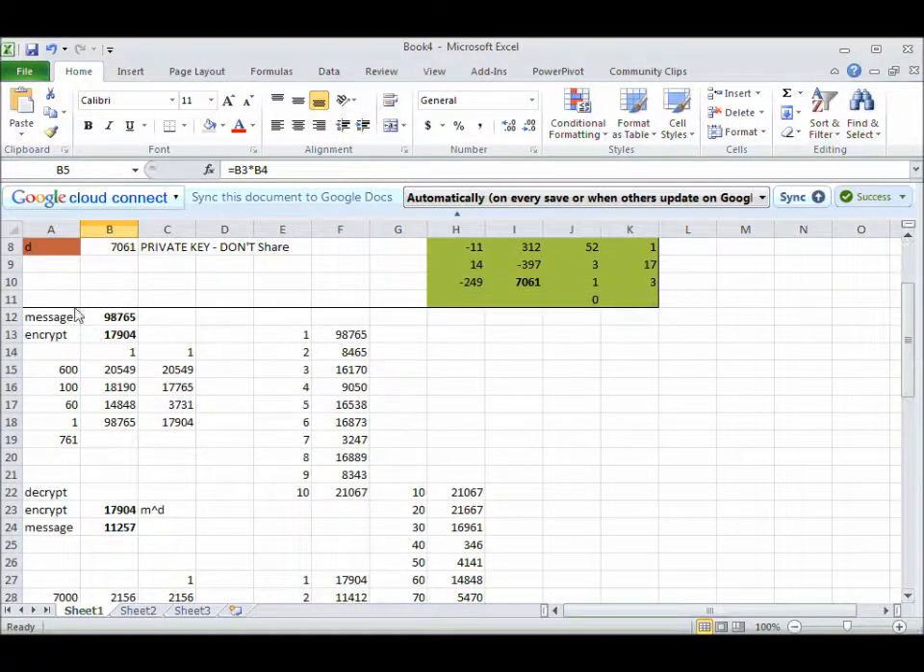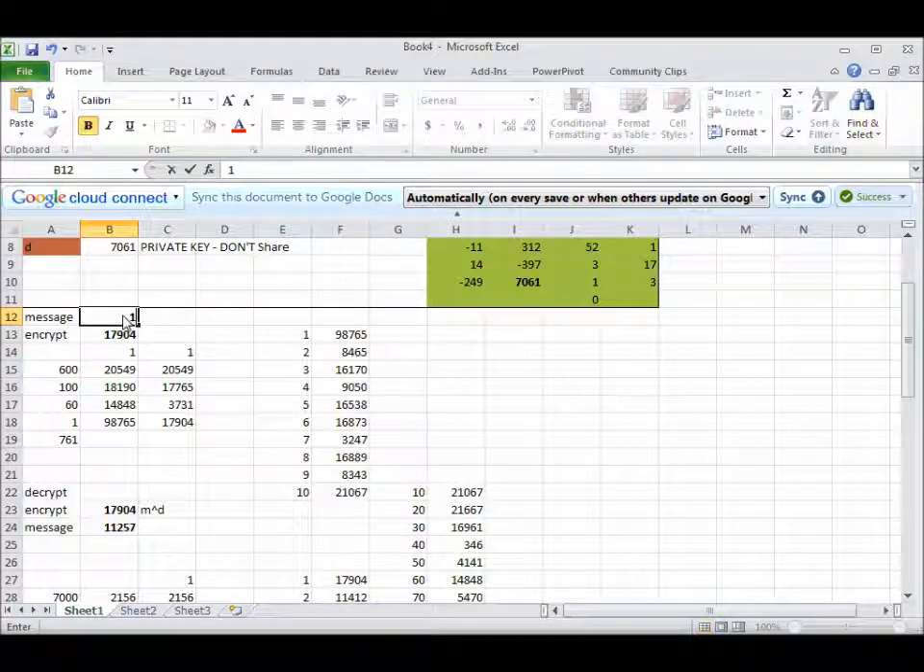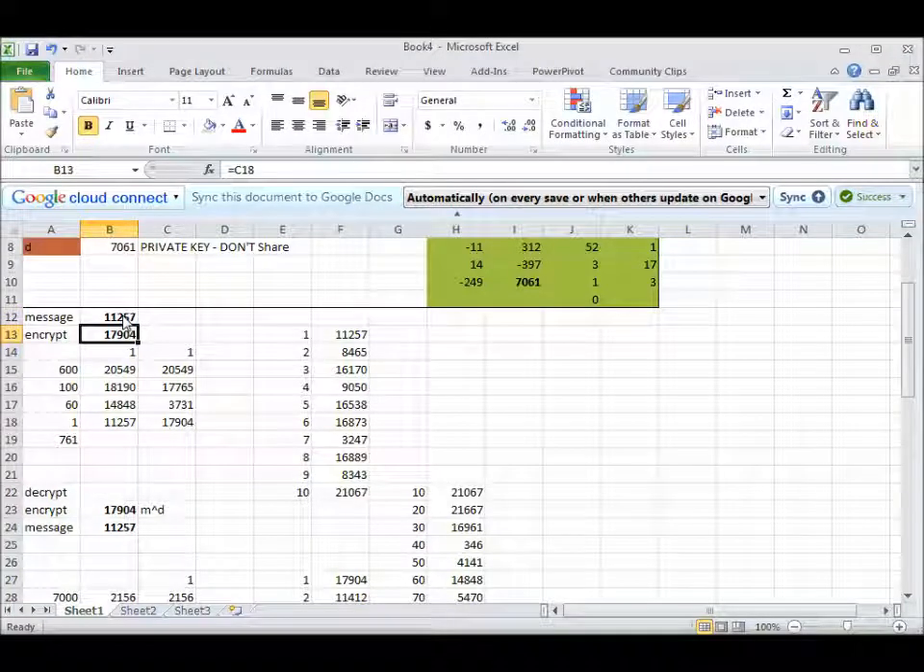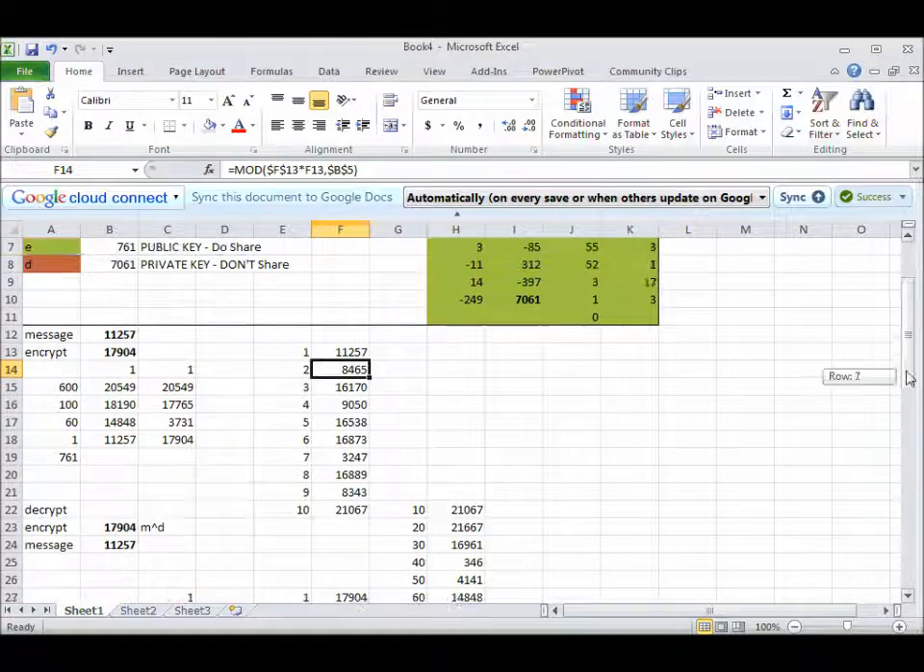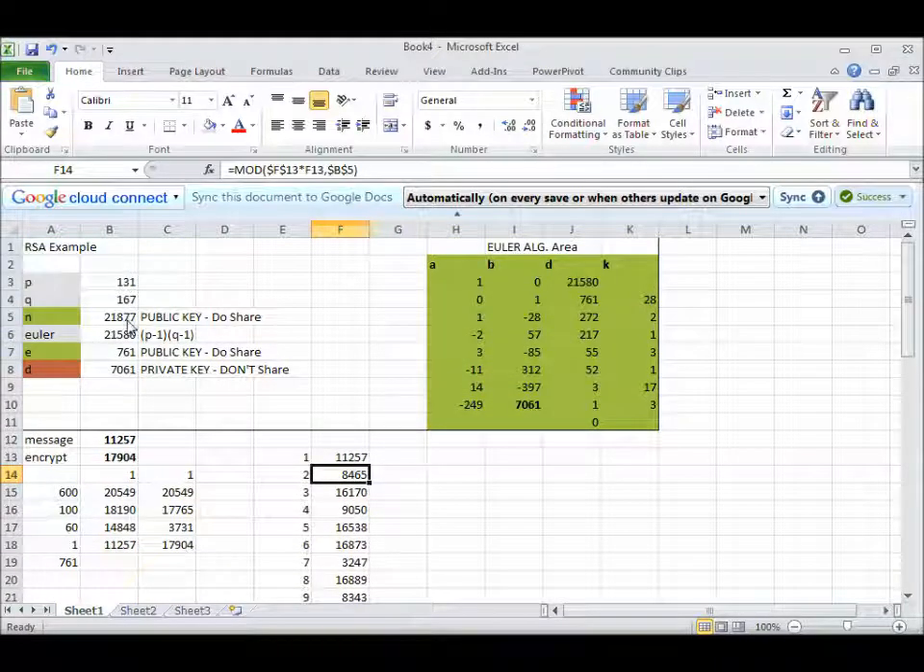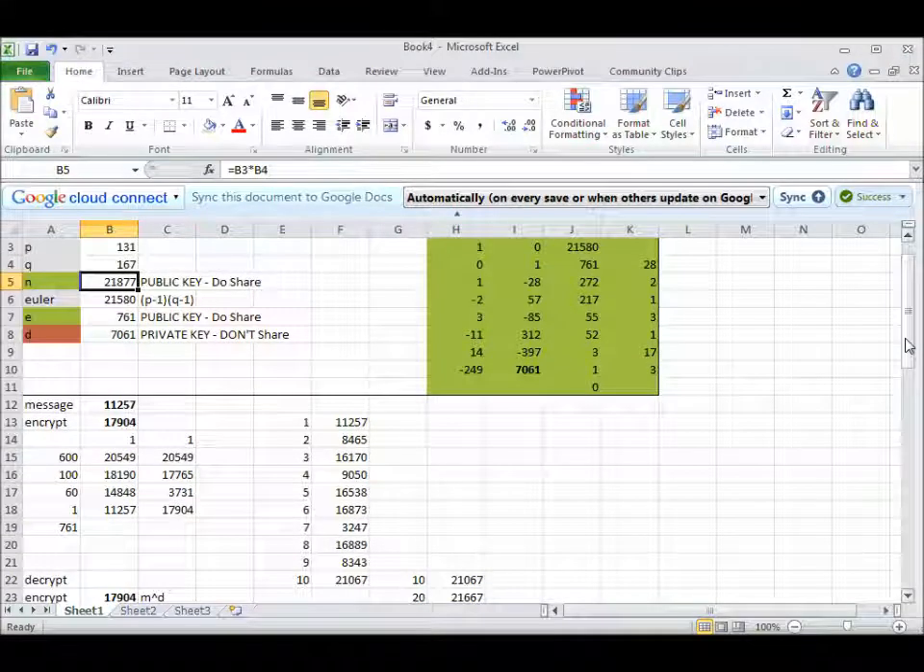So this 11257 is actually the same number as 11257. In fact, if I put in 11257, you can see that very little changes, because immediately right here, when we run it through the mod equation, that number becomes 11257. So it only works for numbers that are smaller than this number here. Of course, you can always break up any message you send into multiple numbers, and you'll be all set.